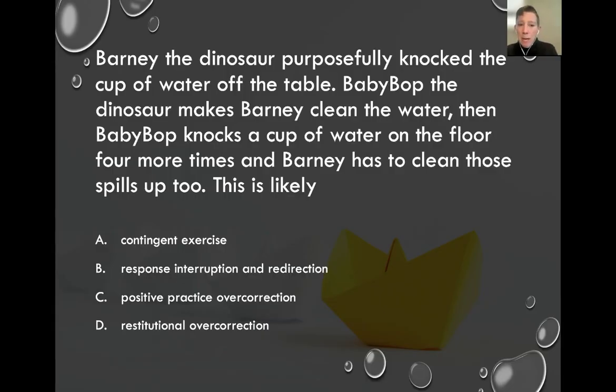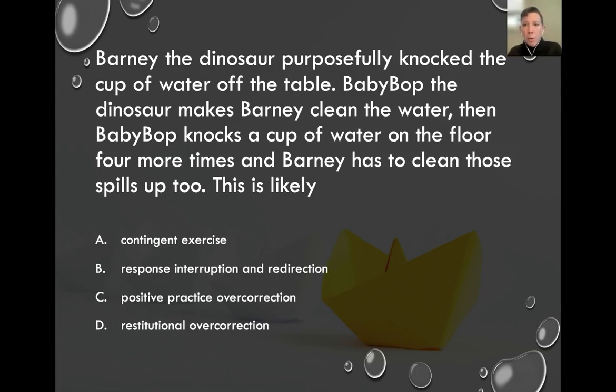This is C, positive practice overcorrection. This one is really just asking us to identify with this scenario what the definition is, right? Like, what definition does this fit? So when we're thinking about what this question is asking me, it's saying which of these, when we read through the answers, fits this scenario.